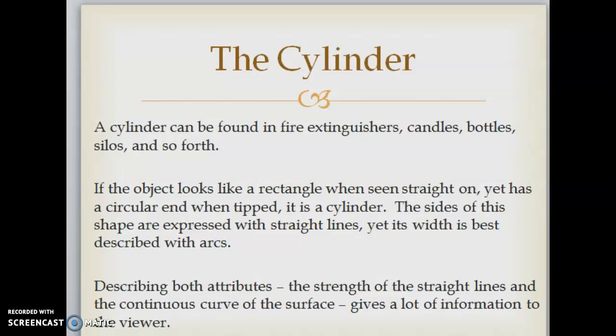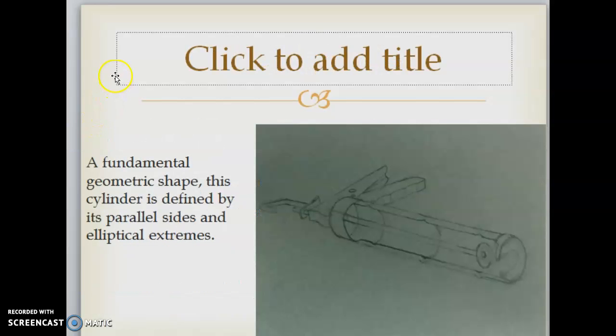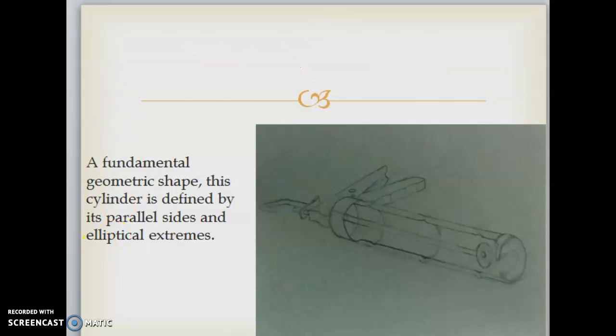The cylinder. A cylinder can be found in fire extinguishers, candles, bottles, silos, and so forth. If the object looks like a rectangle when seen straight on, and has a circular end when tipped, it's a cylinder. The sides of the shape are expressed with straight lines, yet its width is best described with arcs. Describing both attributes, the strength of the straight lines and the continuous curve of the surface, gives a lot of information to the viewer. A fundamental geometric shape, the cylinder is defined by its parallel sides and elliptical extremes.